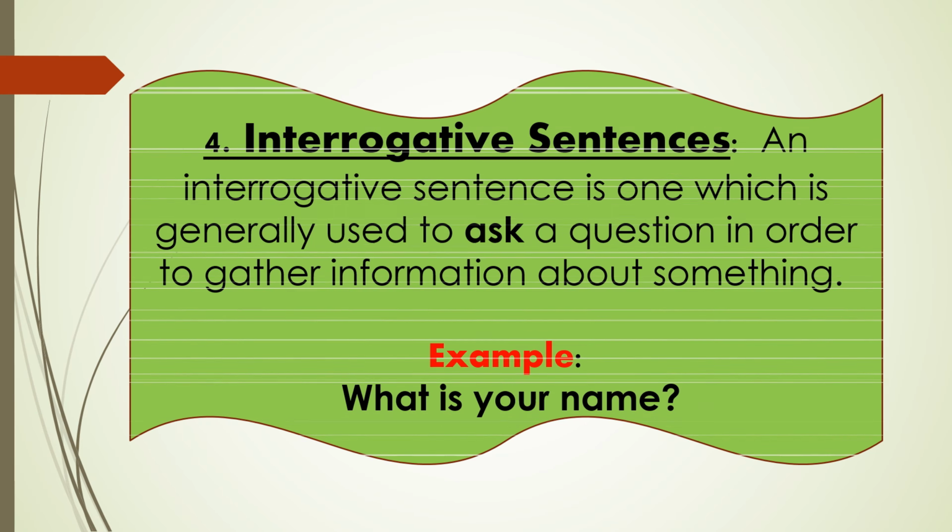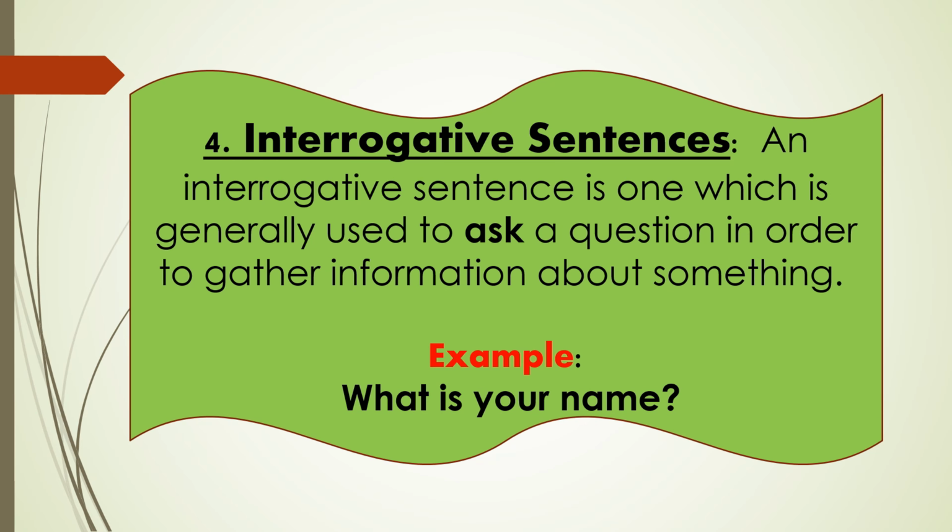The last one, or the fourth type of sentences according to use, is the interrogative sentence. An interrogative sentence is one which is generally used to ask a question in order to gather information about something. So here you have an example: What is your name? This is an interrogative sentence. It ends with a question mark.